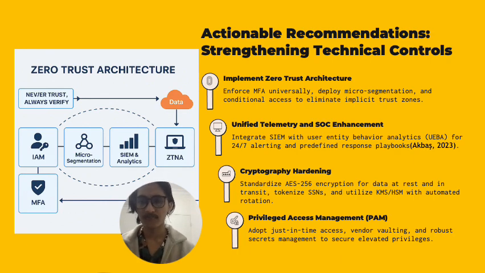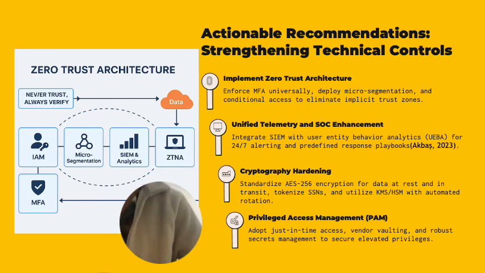Here I can say use behavioral analytics for continuous monitoring and rapid response. The third one is cryptography hardening. This one is standardized AES-256 encryption for data at rest and in transit. So here you can say enforce AES-256 encryption, tokenization, and automated key rotation. The last one is privileged access management, PAM. On this one, we can say use just-in-time access and secure credential validation for elevated privilege. Thank you very much. I'm passing the slide to my friend. Thank you very much.